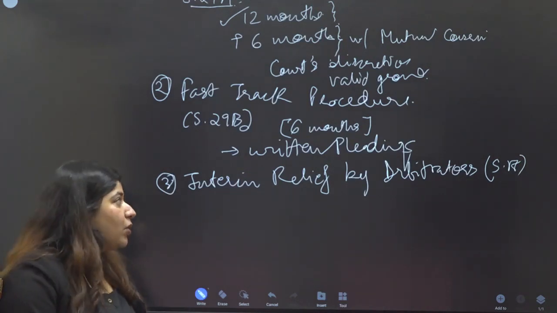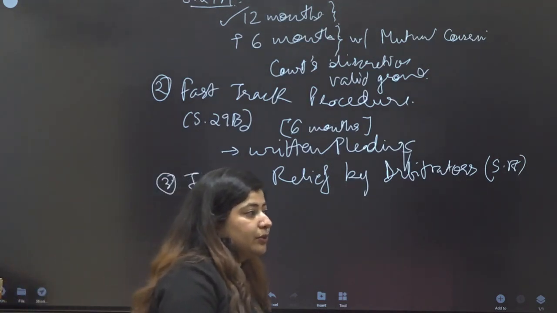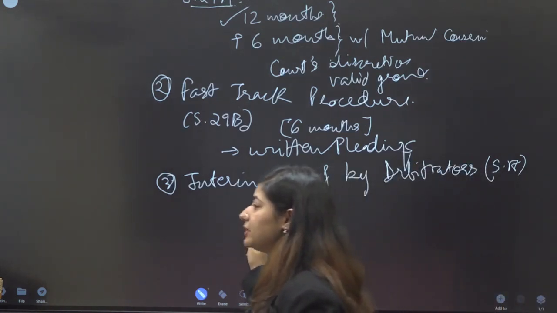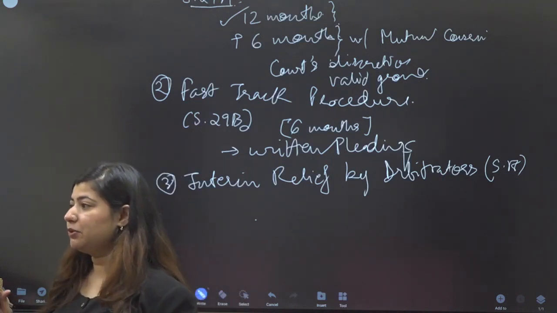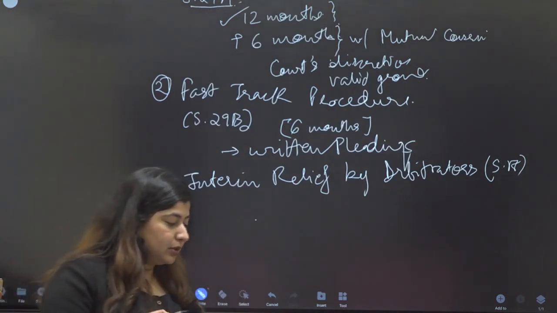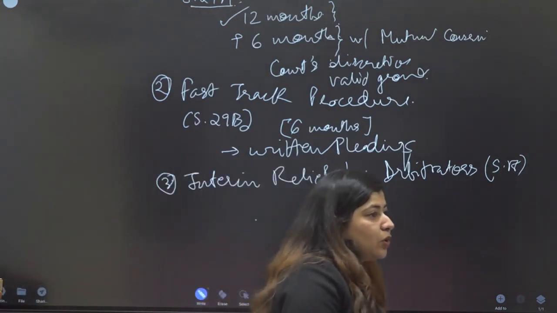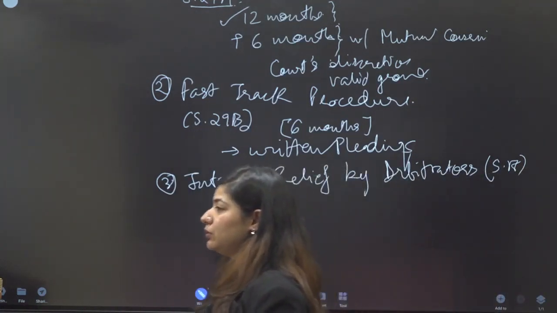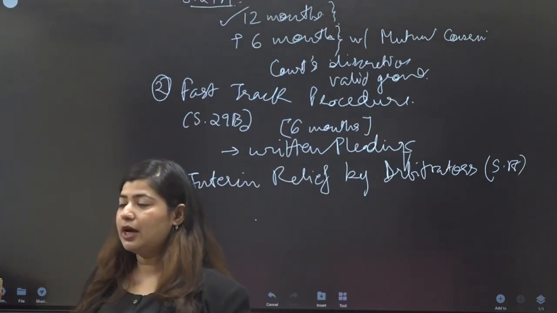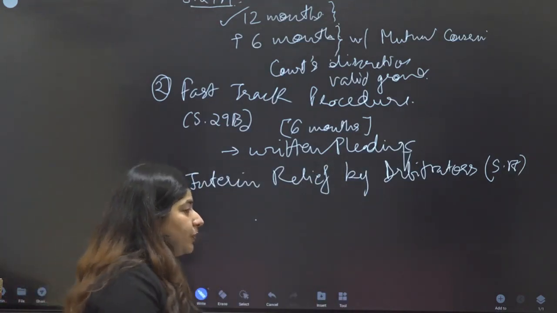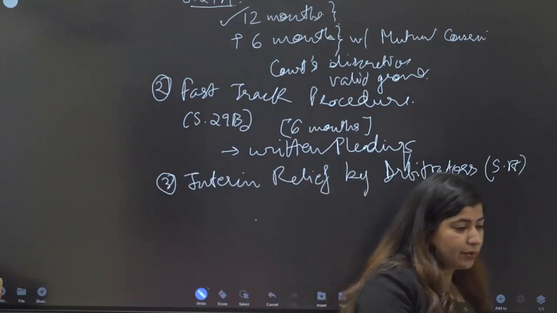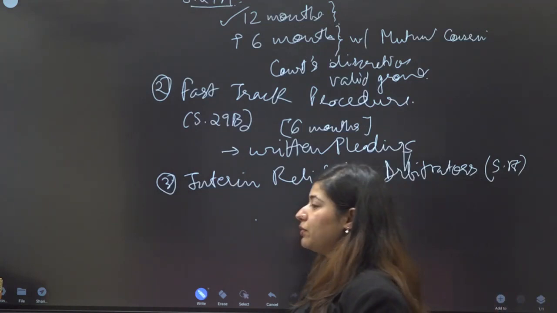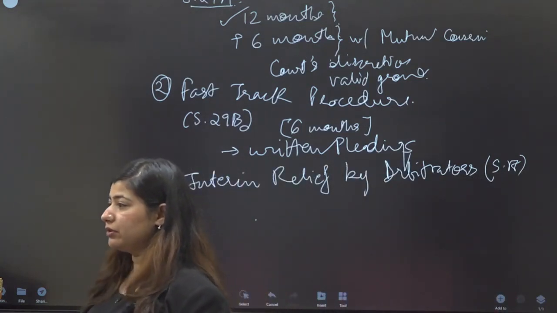And whatever orders these arbitrators pass, now they will be enforced like a court order. All the interim orders that arbitrators now pass will be enforced like a court order. Before 2015, only courts could give interim relief. Just write this down. After 2015, arbitrators also can give interim relief, and the order would be enforced like a court order.